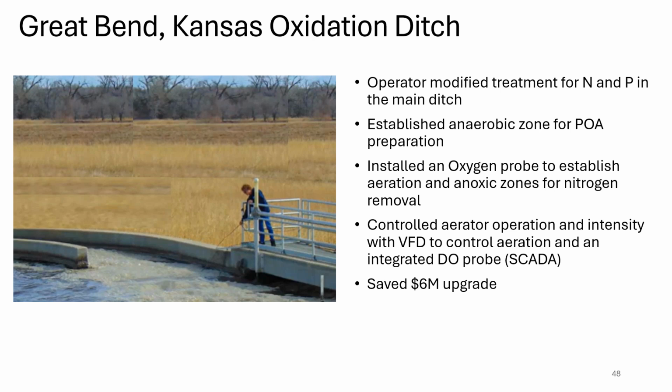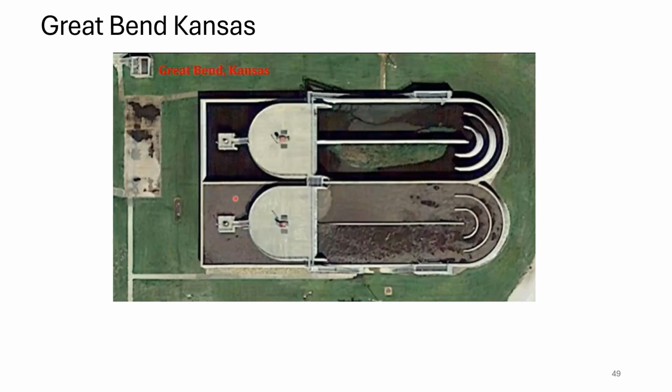And they had a project that was going to cost them about $6 million, and they were able to save that. They didn't have to spend that money because they figured out a way to make this oxidation ditch remove both nitrogen and phosphorus and meet their permit. And here's an example of that permit there, and you can see in the bottom image there's some aeration going on in a portion of the ditch, and the aeration looks to be off in a portion of the ditch.